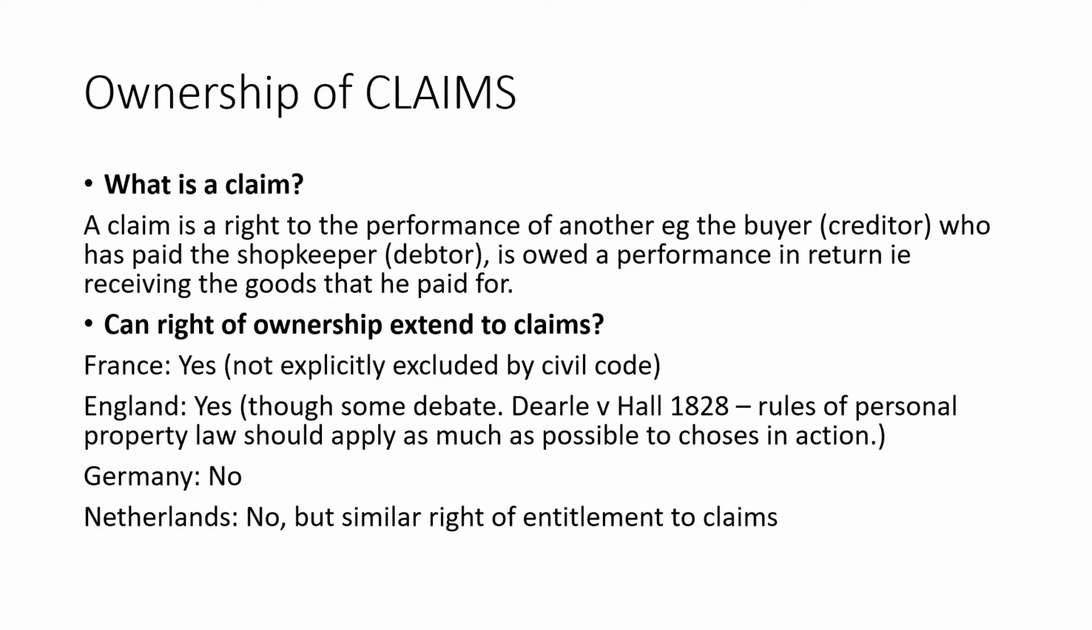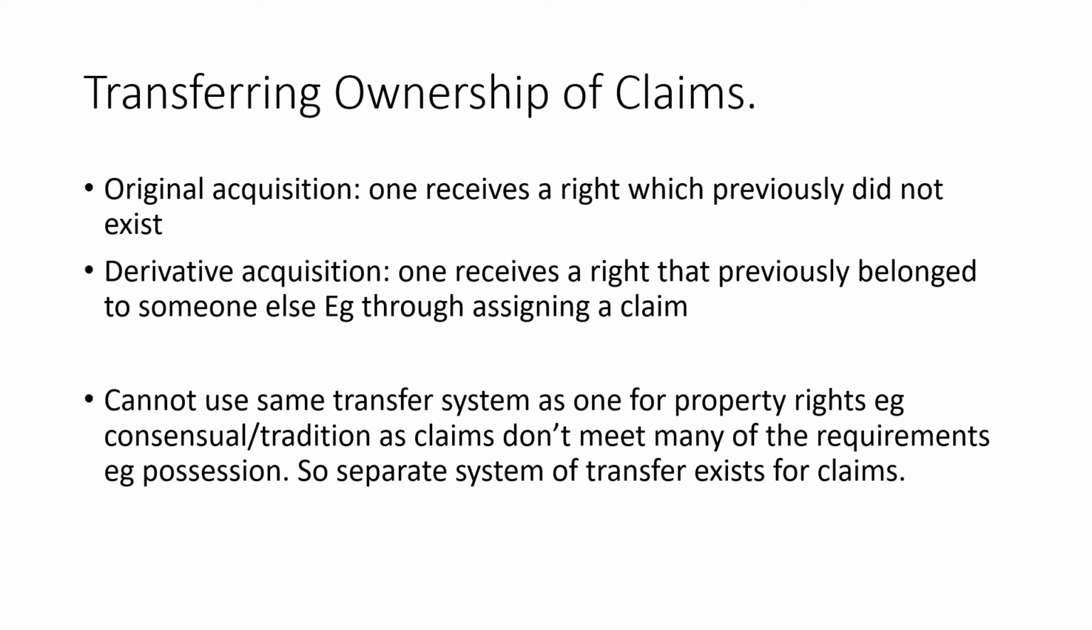Now we're going to briefly discuss the ownership of something called a claim. A claim is the right to the performance of another, and a right of ownership can be extended to claims in France and England only, but it cannot be extended in Germany or the Netherlands. You can transfer ownership of claims either through original acquisition or derivative acquisition. Original acquisition is where you receive a right that didn't previously exist, and derivative acquisition is where someone's giving an existing right to you, and we call that assigning a claim.